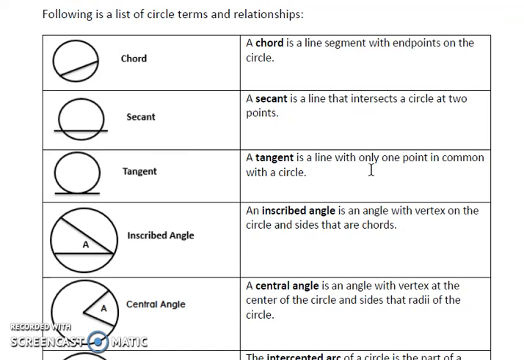A tangent is a line with only one point in common with the circle. So this line is tangent to the circle because it really only intersects the circle at one point right in here.